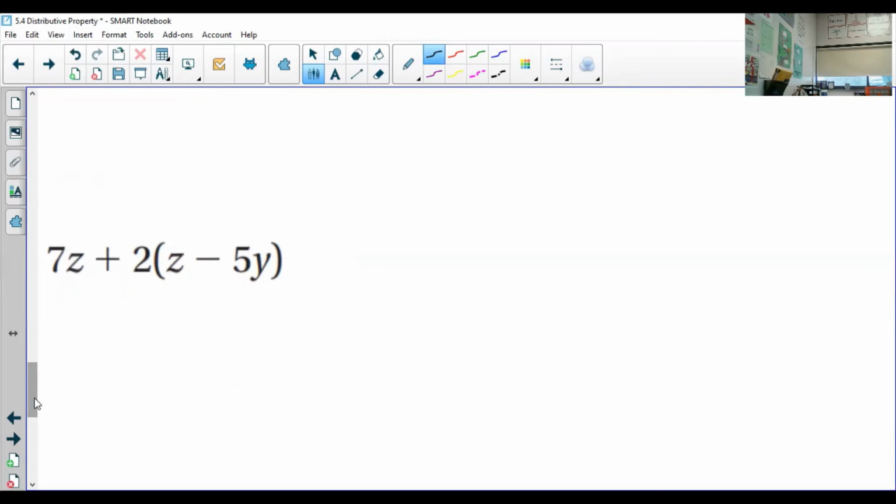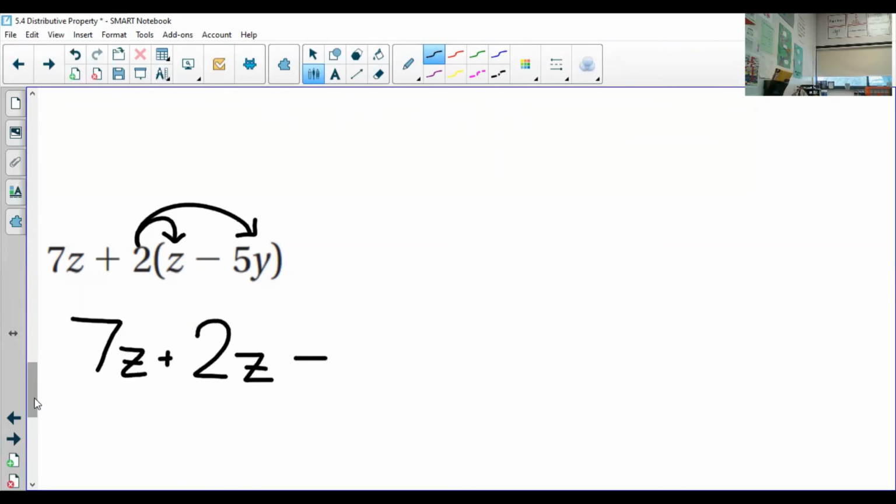Oh gosh, look at this one. Okay, now before I can combine like terms, I see something happening right here. I've got a 2 next to numbers in parentheses. So what do I have to do there? Distribute. I can't combine like terms until everything is distributed. So we have to do 2 times z and 2 times 5y. So let's copy. We have 7z plus, what's 2 times z? Just 2z, minus, what's 2 times 5y? 10y.